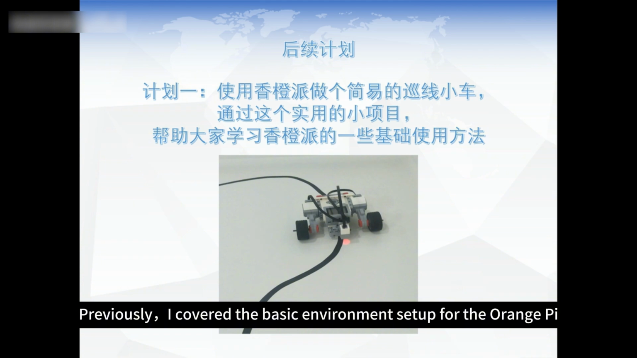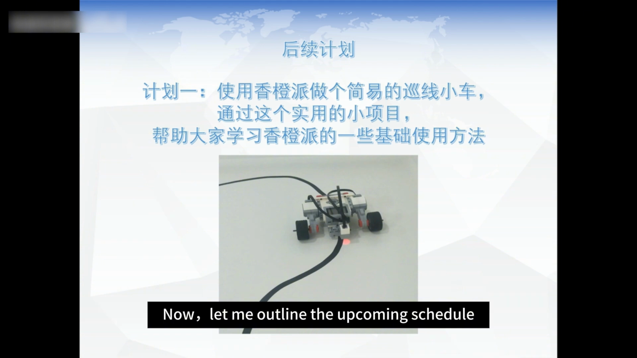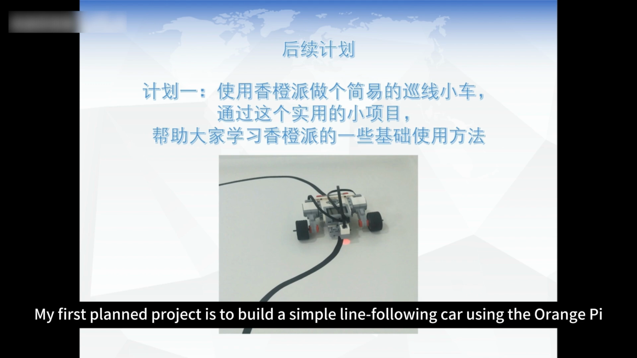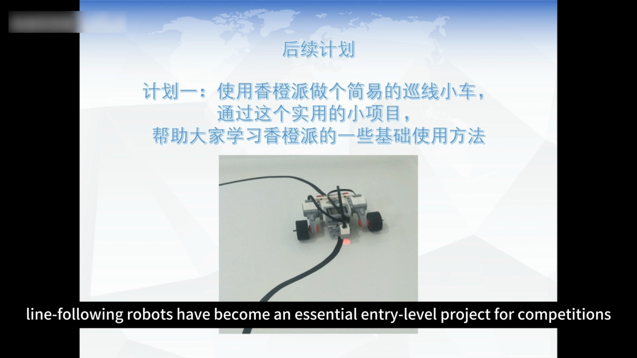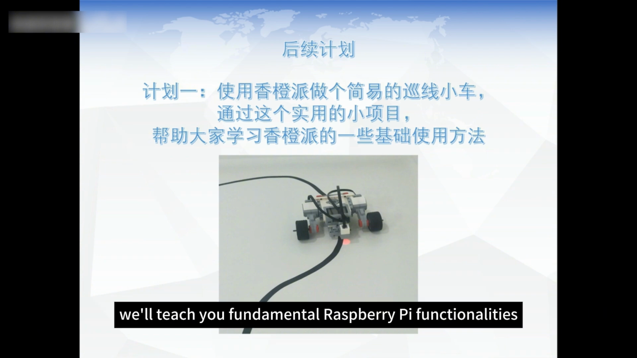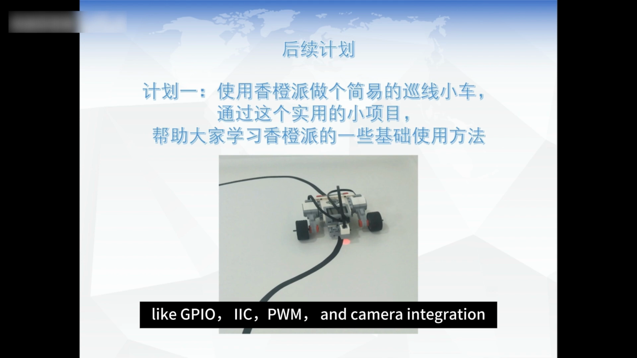Previously, I covered the basic environment setup for the OrangePi. Now, let me outline the upcoming schedule. My first planned project is to build a simple line-following car using the OrangePi. As competition challenges grow increasingly complex, line-following robots have become an essential entry-level project for competitions. Through this straightforward project, we'll teach you fundamental Raspberry Pi functionalities like GPIO, I2C, PWM, and camera integration.